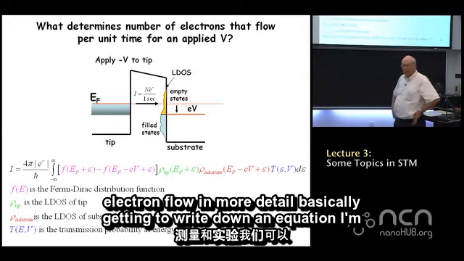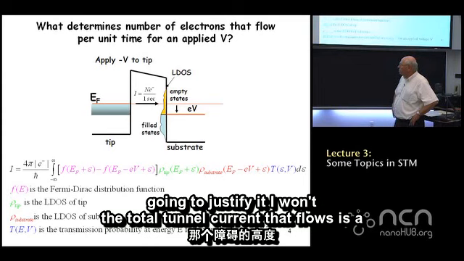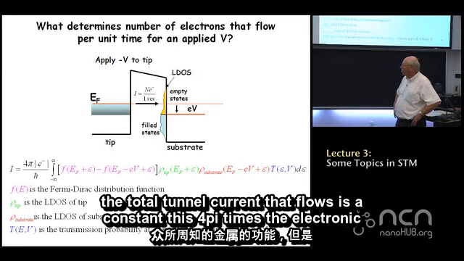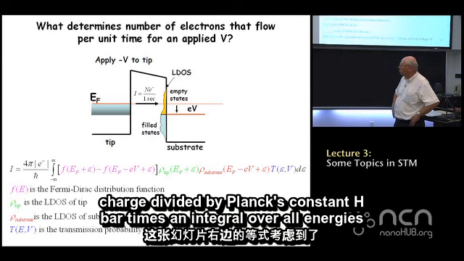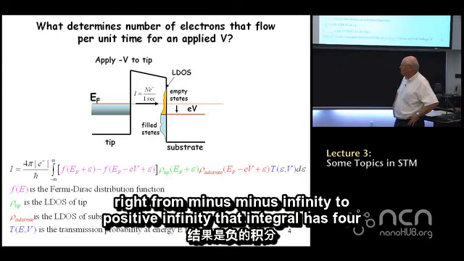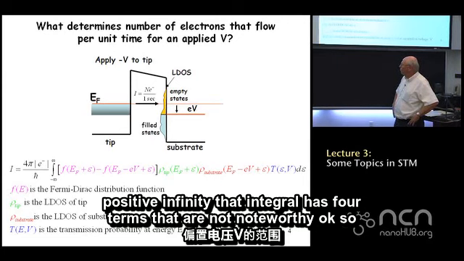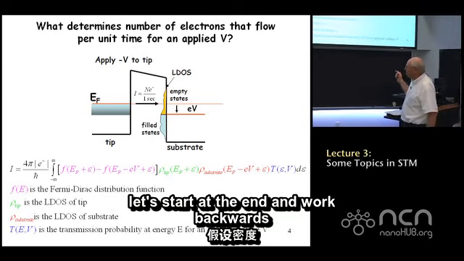Basically, again, I'll write down an equation, I'm going to justify it, I won't derive it. The total tunnel current that flows is a constant, 4 pi times the electronic charge divided by Planck's constant, h bar, times an integral over all energies, right? From minus infinity to positive infinity. That integral has 4 terms that are noteworthy, okay? So let's start at the end and work backwards.